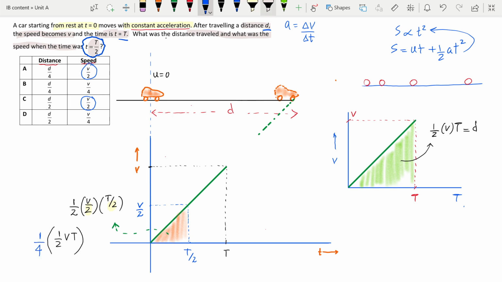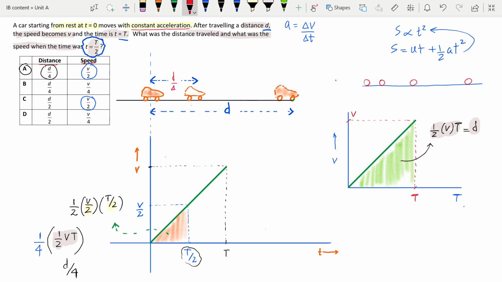And you know that 1 over 2 vt is equal to the total displacement covered. That's why in this time the total displacement covered till the time t by 2 is d by 4. That's why the right answer must be A. So the distance is d by 4 and the speed at this point is v by 2.